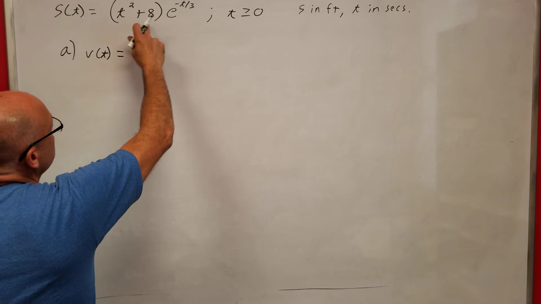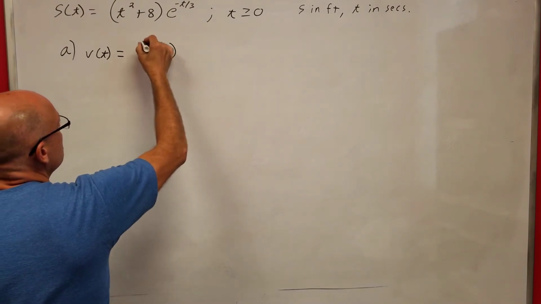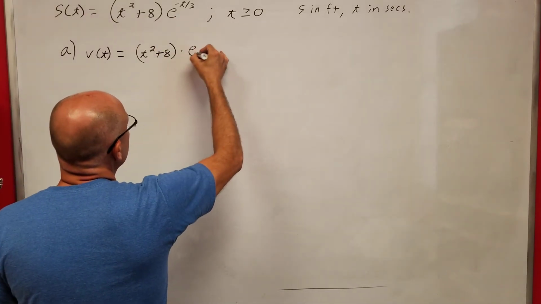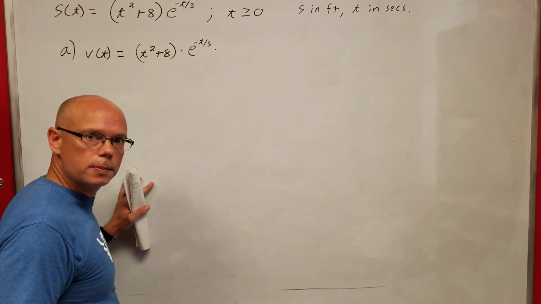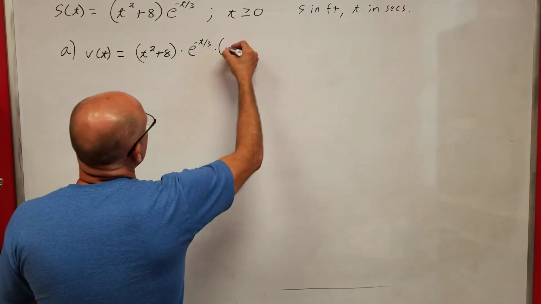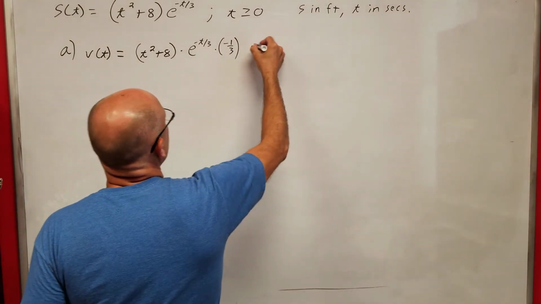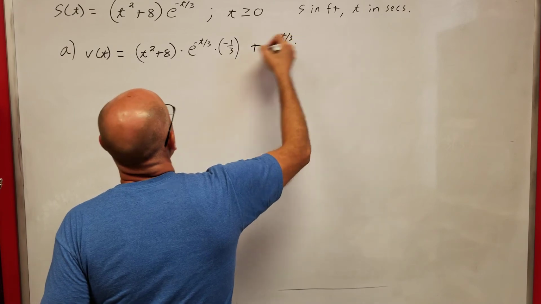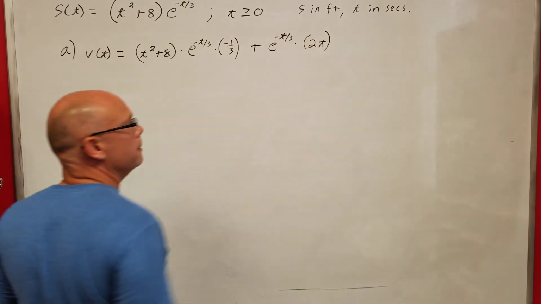I'm going to use a product rule here. Product rule says first times the derivative of the second. What's the derivative of the second? E to the negative t over 3 times the derivative of the exponent, times negative 1/3. Plus the second times the derivative of the first. What's the derivative of the first? 2t.